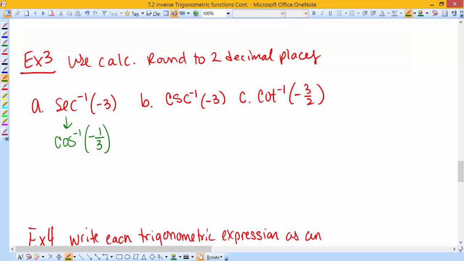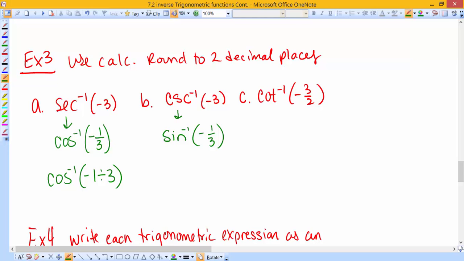Now you can use your calculator. You already have these worked out in your notes, so just practice using your calculator right now. This would be cosine inverse of negative 1 divided by 3. Make sure you use parentheses. Cosecant goes with sine. So sine inverse, the reciprocal of -3 again, is -1/3. Plug that into your calculator.